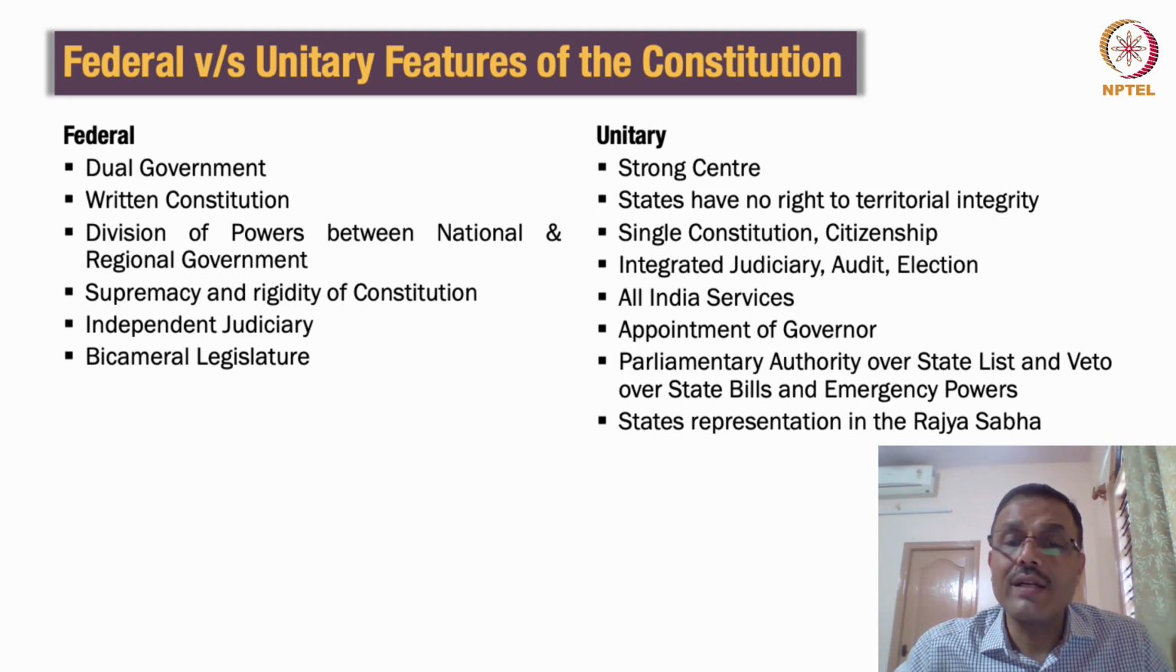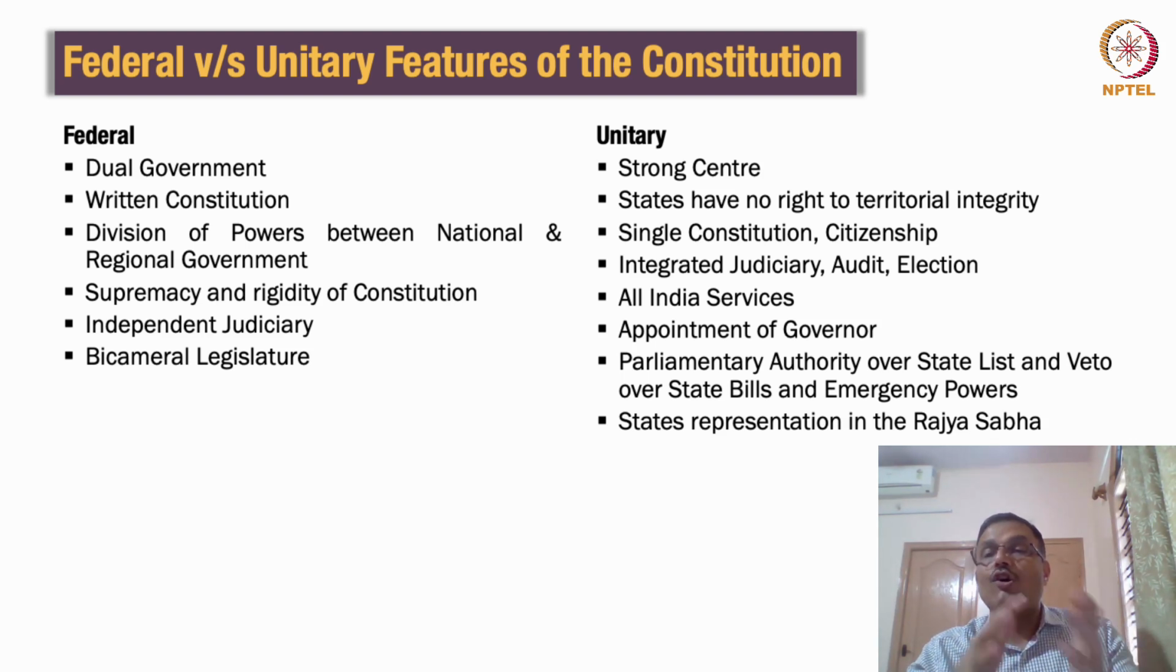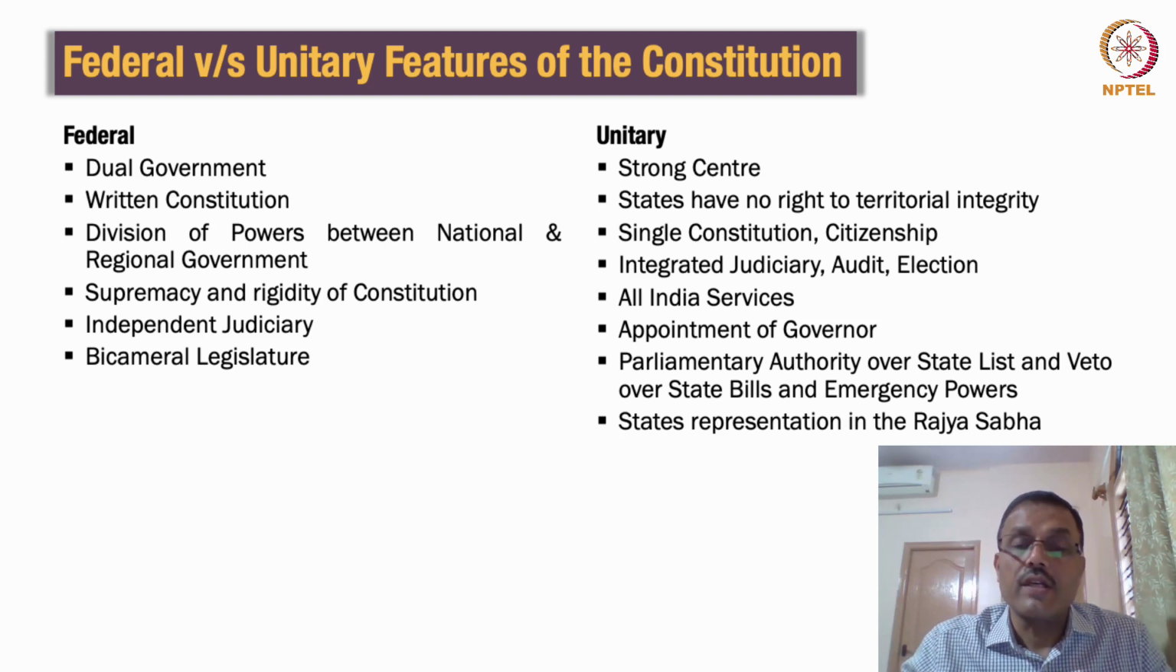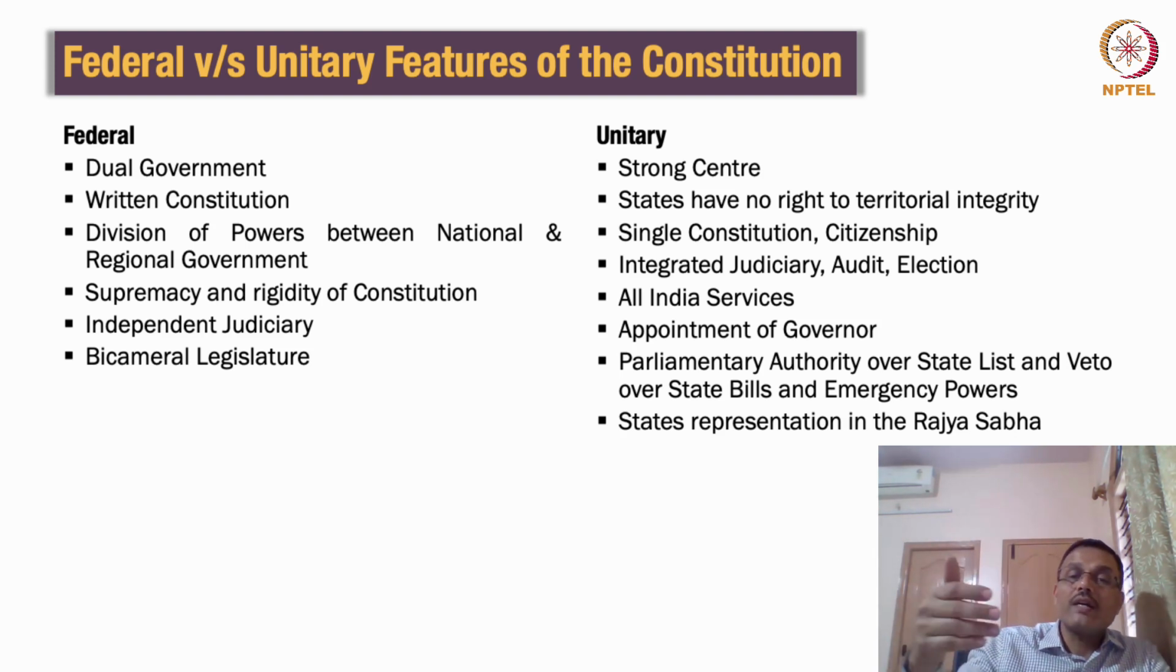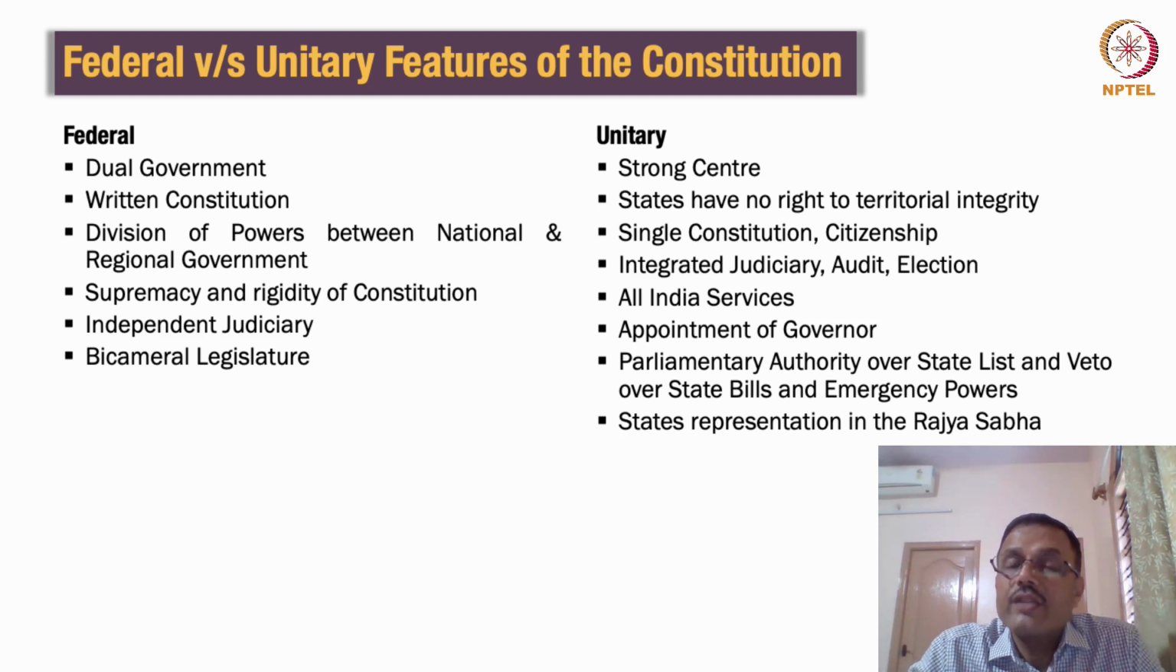Now, a bicameral legislature means usually the federal government has two houses. Like, for example, in Britain, we have the House of Commons and the House of Lords. I think we have also had the Lok Sabha, which is like the House of Commons, and the Rajya Sabha, which is like the House of Lords. Similarly, you have the House of Representatives and the Senate in the United States. So it is usually a bicameral legislature that is established in the federal system.